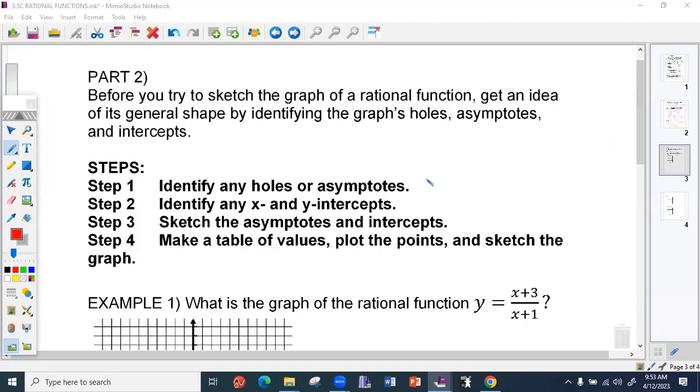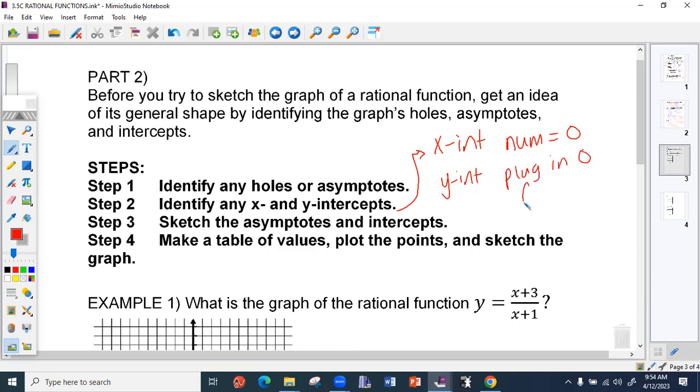So to find your X-intercept, I'm gonna put a little line here. To find your X-intercept, you're going to take the factors of your numerator and set it equal to 0. That's how we find our X-intercepts. To find your Y-intercepts, you're going to plug in 0 for all X's. So wherever there's an X, you're going to plug in a 0.